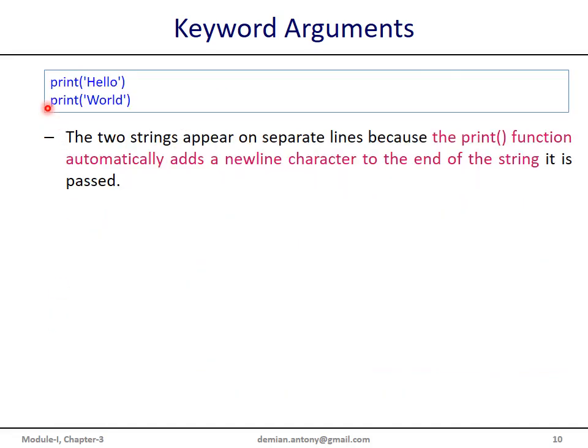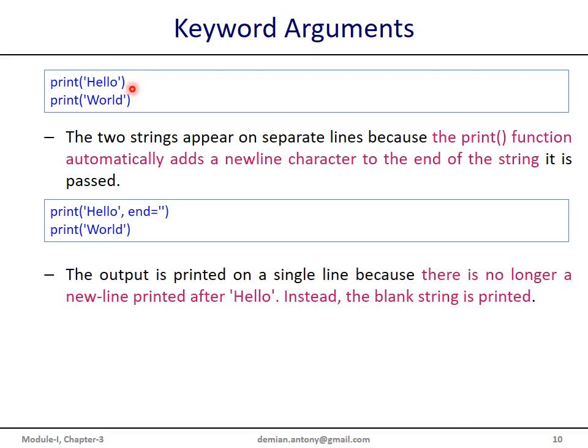In this example, we have two print statements, and the output of these two print statements appears on separate lines because the print function automatically adds a new line character to the end of the string. Let us take up another example. The output of these two print statements is a single line wherein we get the single string hello world, as we have used the keyword argument end with the empty string, or blank string.